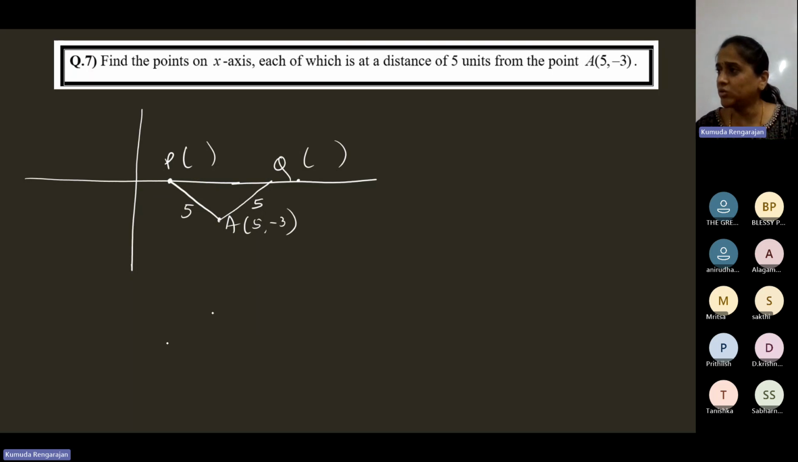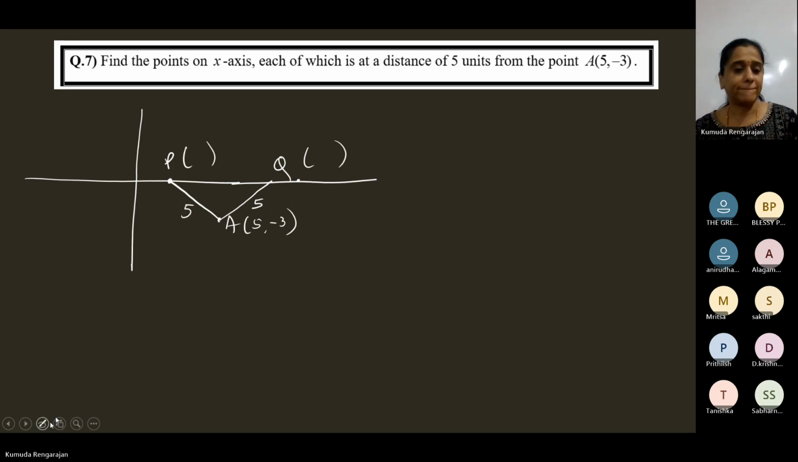Where are the points P and Q? They are on the x-axis. So we need to find the address of P and Q lying on the x-axis, which are at a distance of 5 units from this point A, located in the 4th quadrant.